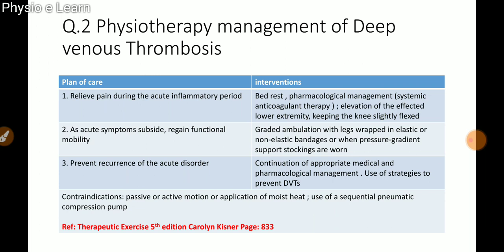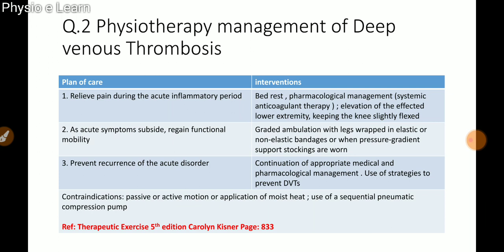flexed. Once the systemic anticoagulant therapy is started and the acute symptoms have subsided, then the physiotherapist has to intervene to regain the functional mobility. Now, graded ambulation with legs wrapped in an elastic or non-elastic bandage, or when pressure gradient support stockings are worn. So only after the systemic anticoagulant therapy is started, the physiotherapist has to start gradual ambulation, with supportive stockings or pressure gradient stockings.